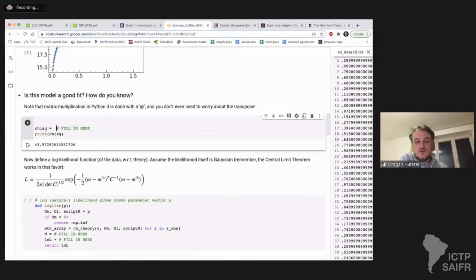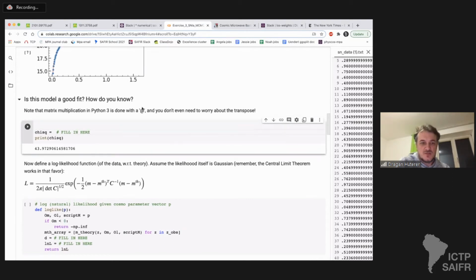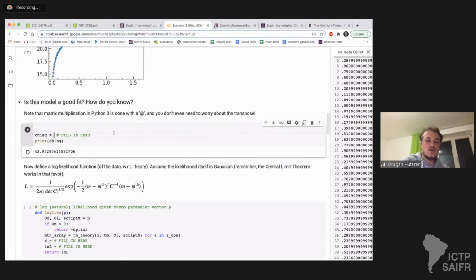This is one of the most basic statistical tests. So give me a chi-squared between theory and model. What helps is that this ampersand sign is matrix multiplication in Python 3, and you don't even have to worry about the transpose. Chi-squared is normally data minus theory, or theory minus data, squared, divided by error squared. But here we have a covariance matrix, so we want to form a combination here. My observations are called M obs.